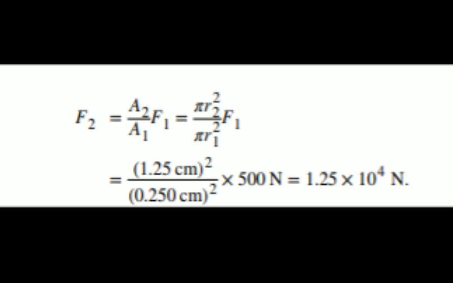So after we square the A sub 2 and A sub 1, we will divide it and we will multiply to 500 Newton, which will come up to the answer 1.25 times 10 to the power of 4 Newton. So this value is the force exerted by each of the four wheel cylinders. Note that we can add as many wheel cylinders as we wish. If each has a 2.50 centimeter diameter, each will exert 1.25 times 10 to the power of 4 Newton.